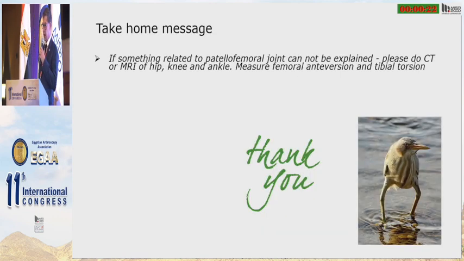So the take-home message is, if there's something you cannot explain by your examination, please do CT or MRI of hip, knee, and ankle and measure the femoral torsion and tibial torsion.